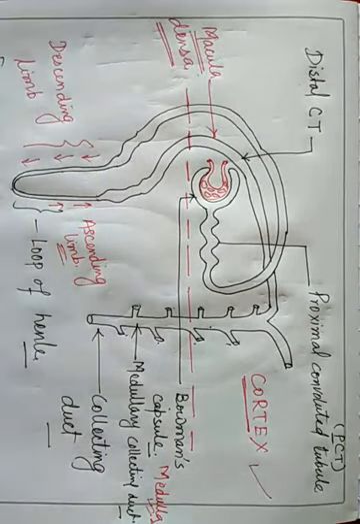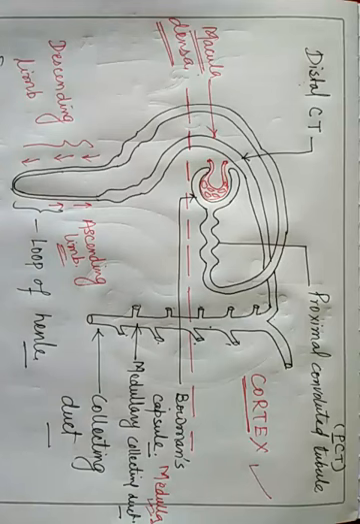Okay. So this is all about the anatomical structure of the kidney and the unit of the kidney, that is the nephron. I hope you have understood.